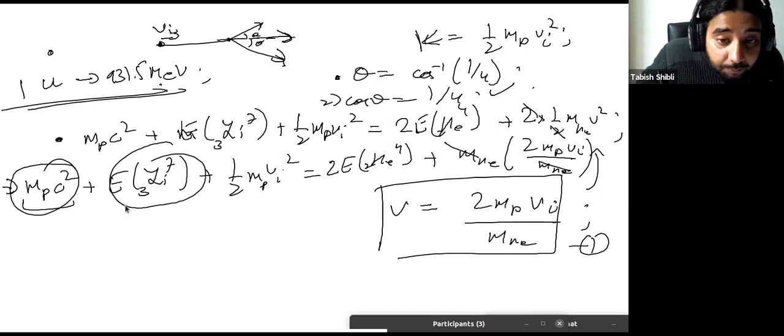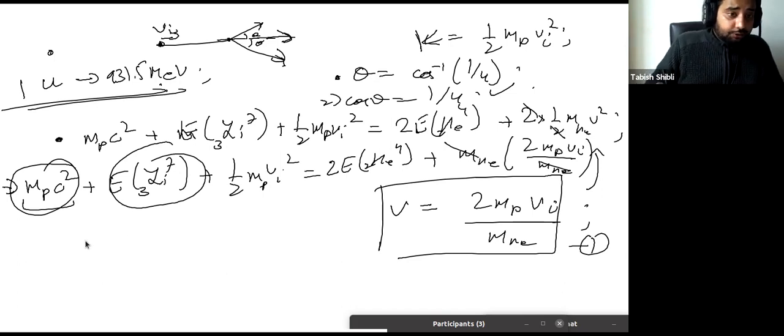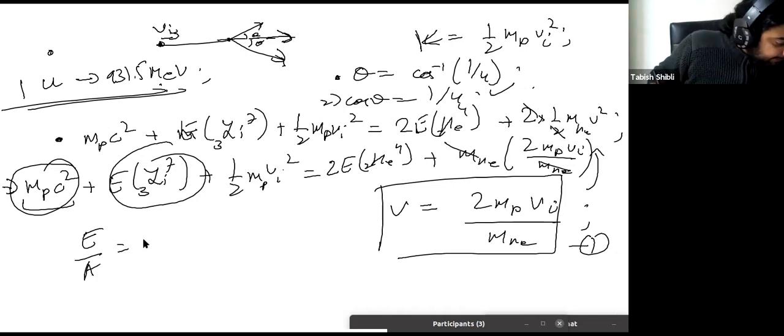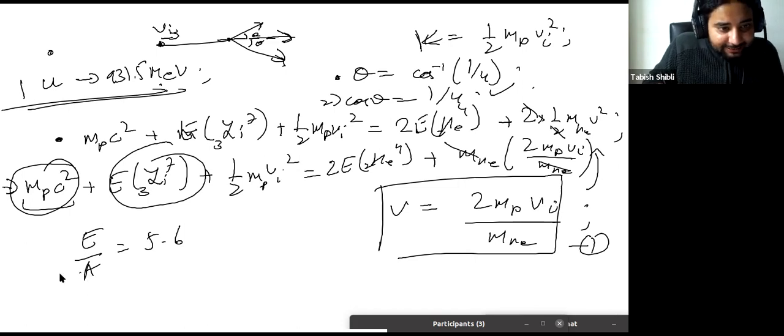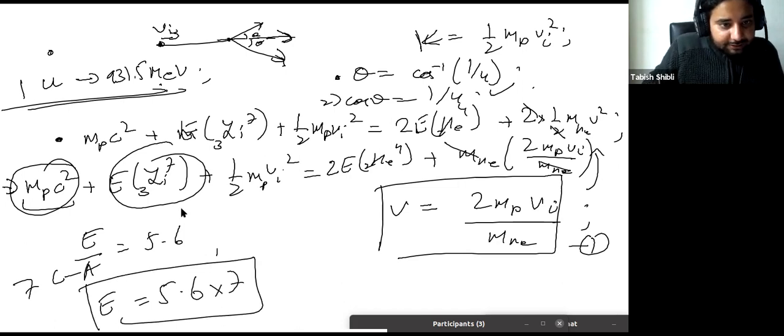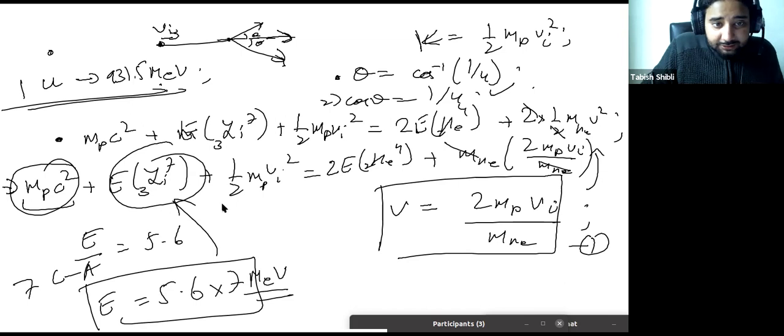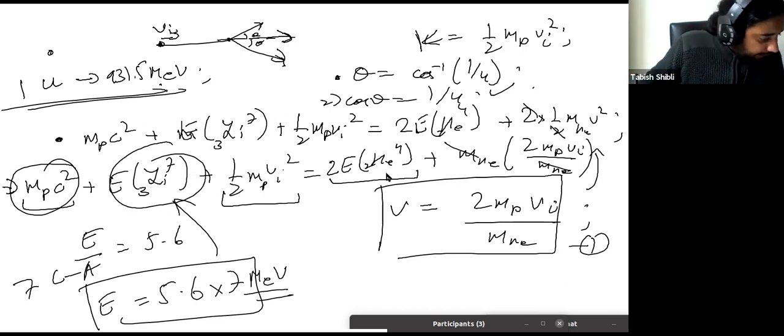per unit nucleon. So E by A, for the lithium, is given in the question to be 5.6, and A is just 7. So the total energy will just be 5.6 into 7. That is essentially what you'll put here in mega electron volts. Obviously, this will be in mega electron volts, and this is what you need to find out. This is also given to you.